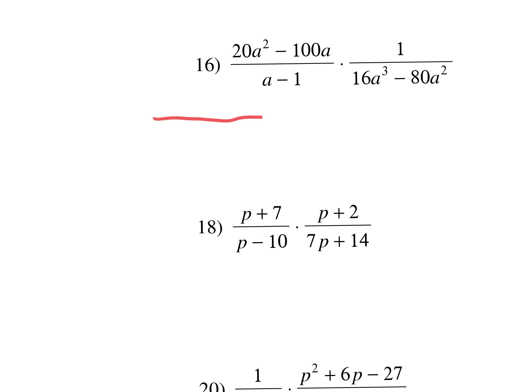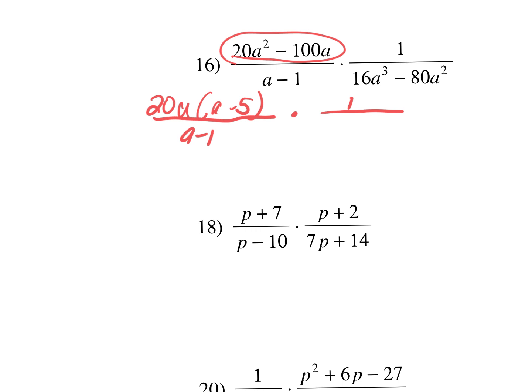So looking at the numerator, here I can see that there is a greatest common factor of a 20 and an a, and that is going to leave us then with a minus 5. In our denominator, we're going to be left with a minus 1. That does not factor. In our numerator of the second fraction, we just have a 1. That's going to remain. In our denominator, we can see that we have a greatest common factor of a 16a squared, and that will leave us with a minus 5.